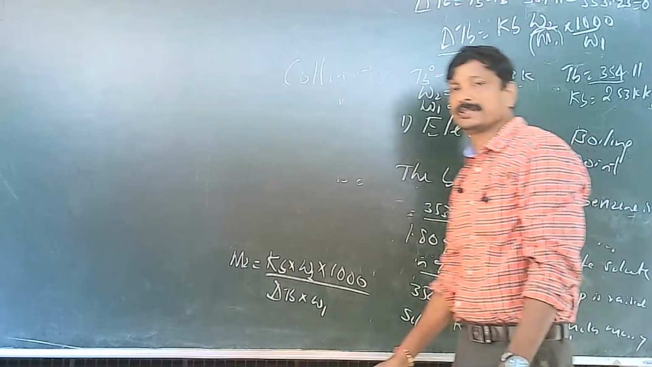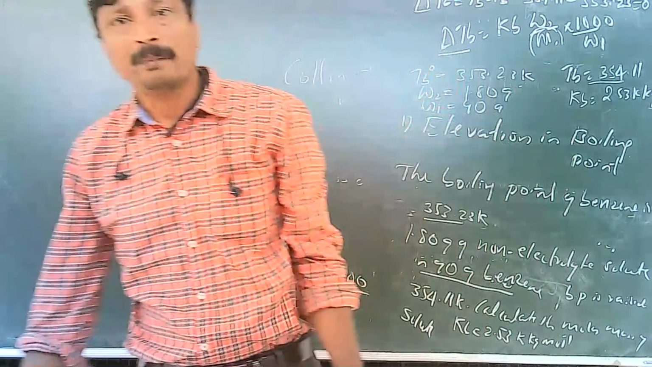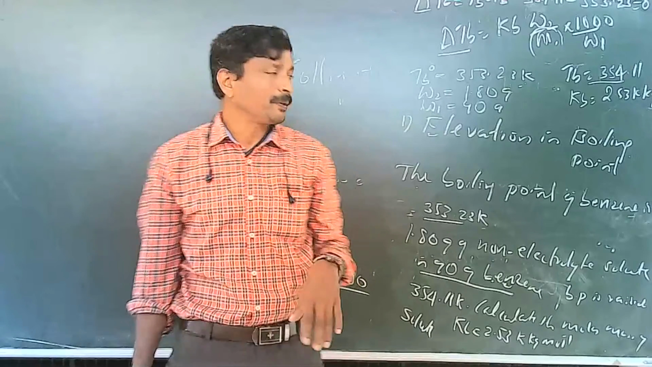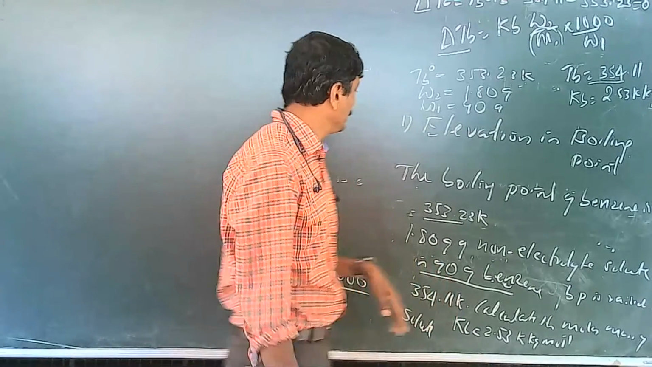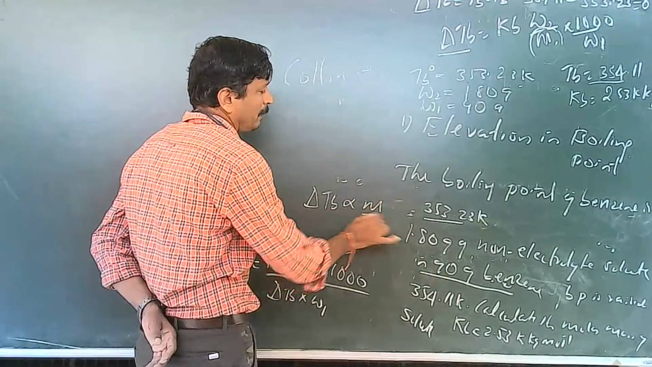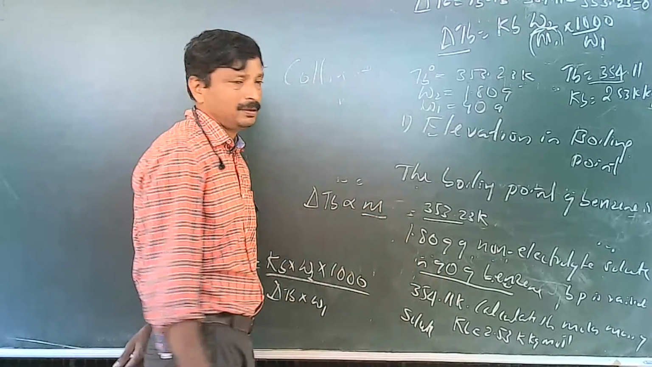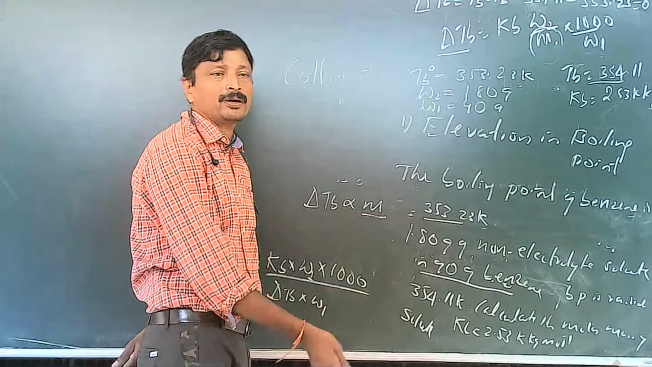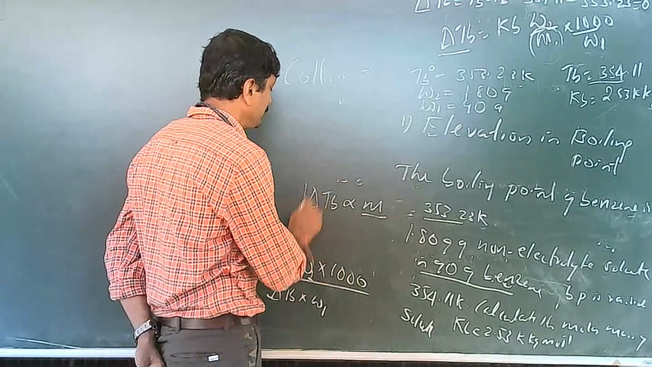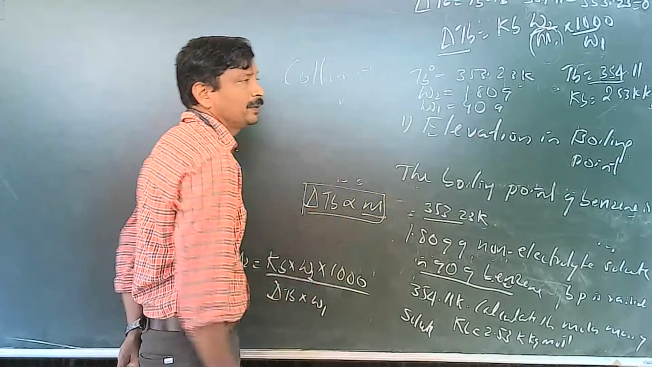Okay, this is the second method. This is called the elevation in boiling point method. So again, it is a colligative property. Why is it a colligative property? The experiment shows delta Tb is proportional to the molality of the solution. Molality means concentration, and concentration depends upon the number of particles. Therefore, it's a colligative property.